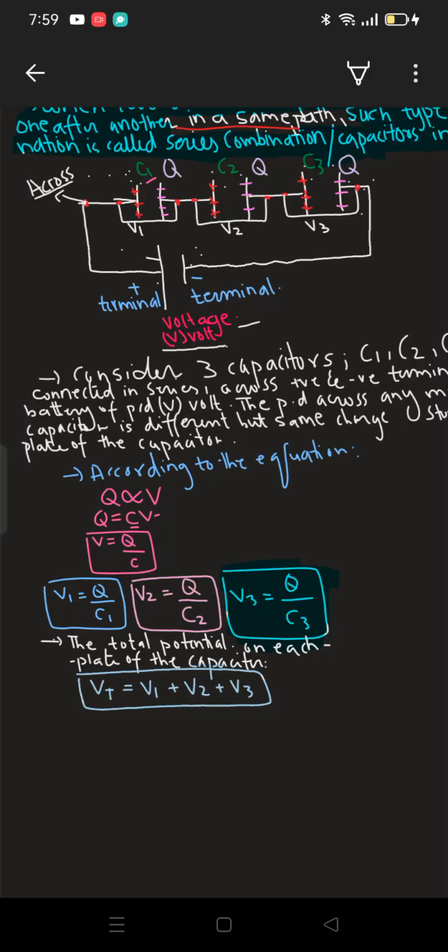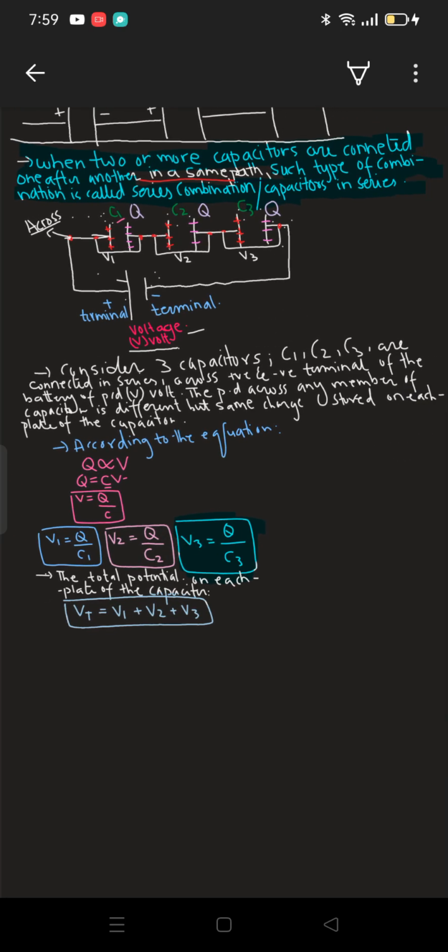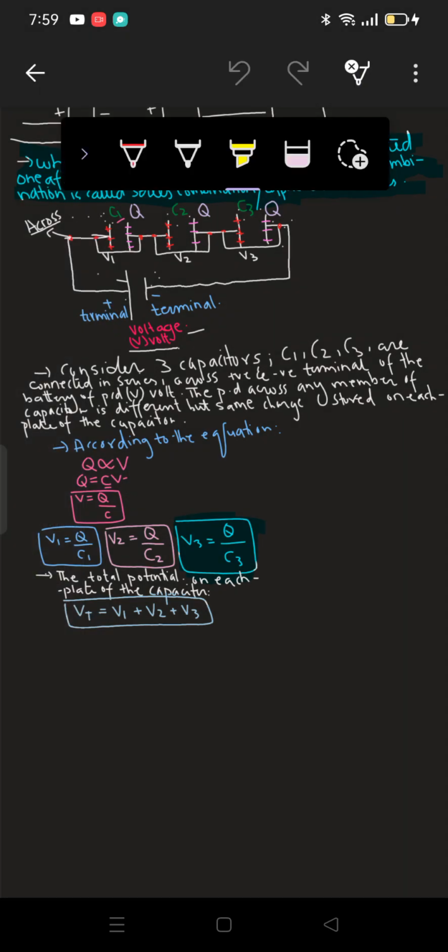Okay, so as in the last video, we have discussed the mathematical form of our consideration, right? We initially considered three capacitors and named them C1, C2 and C3, and made them connected in series. Series is nothing but the same path, not a closed path, right? So we connected them in the same path across the positive and negative terminal of the battery, with potential difference V volt provided.